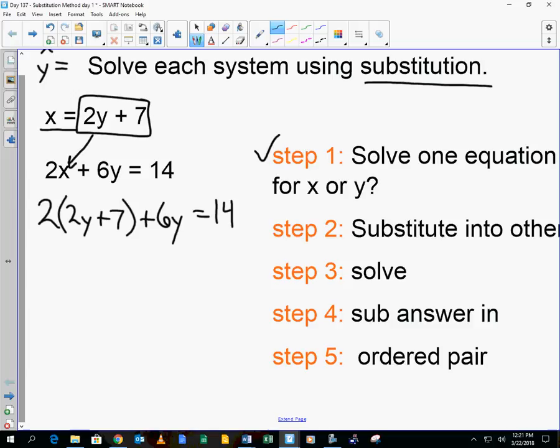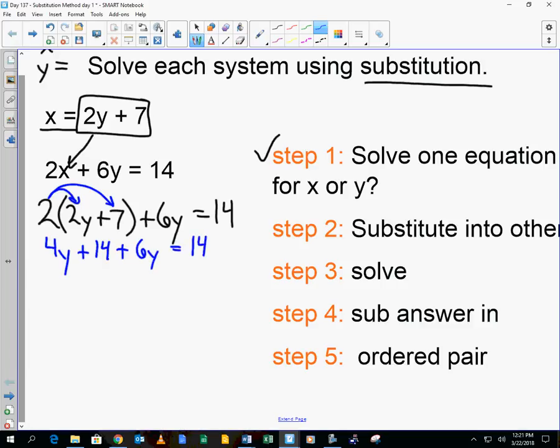Look at this. Now instead of having two variables, I have one variable. I just have the y. And I know how to solve this equation. Watch what happens. What do I do with the 2 in order to solve? I'm going to distribute the 2 through. What is 2 times 2y? 4y plus 14 plus 6y equals.